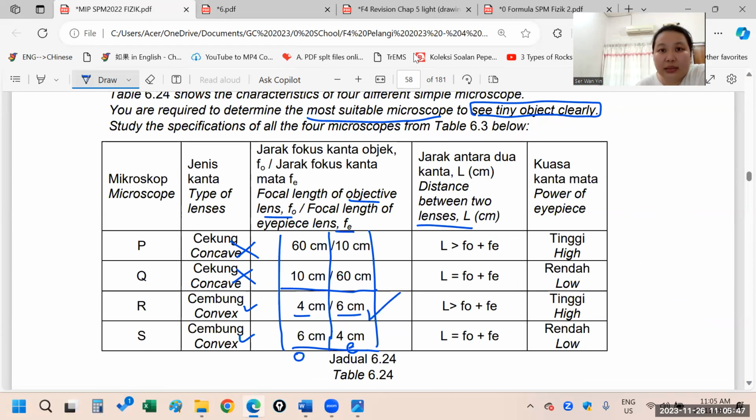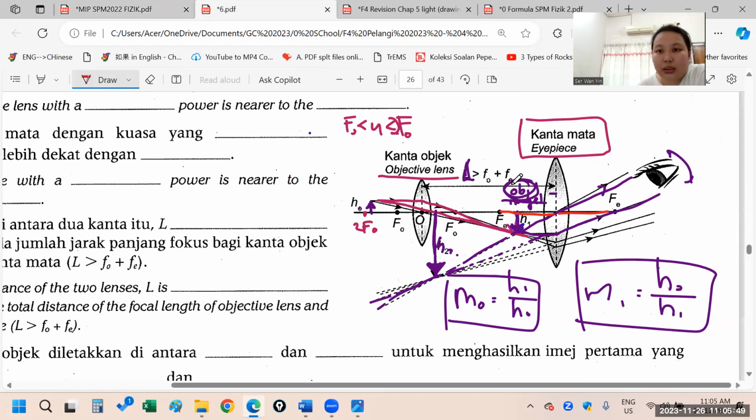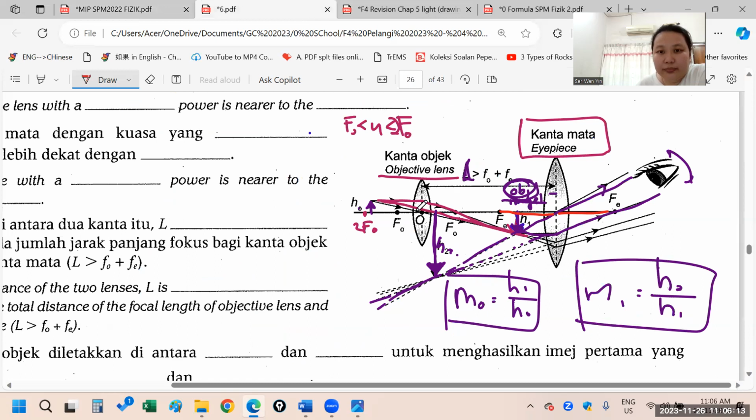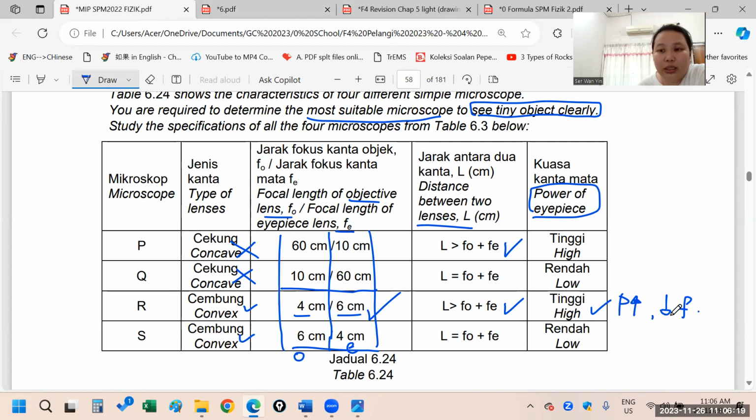The distance between the two lenses must be bigger. L bigger than FO plus FE. Power of the eyepiece should be high. High power of the eyepiece means low focal length. Sorry, not only low focal length. High power means you can magnify larger. Okay, the answer is R.